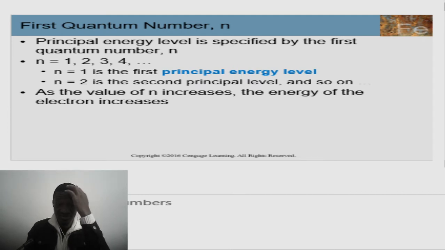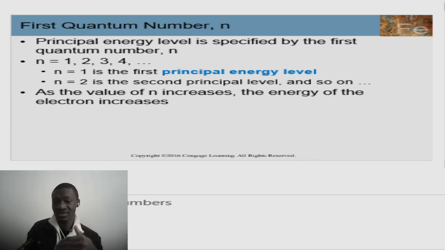So I have the first quantum number, which is denoted n, and it's the principal energy level. You can have 1, 2, 3, 4, and it goes on and on. So n equal to 1 is the first principal energy level. Then you have 2, which is the second, and then it goes like that. As the value of n increases, the energy of the electrons also increases.